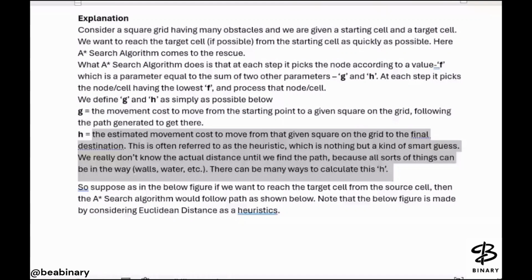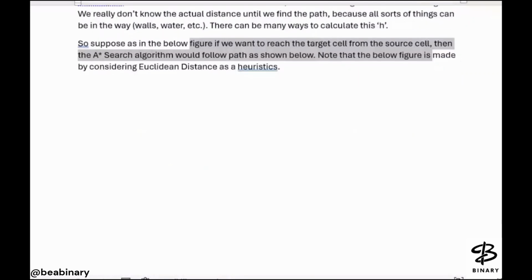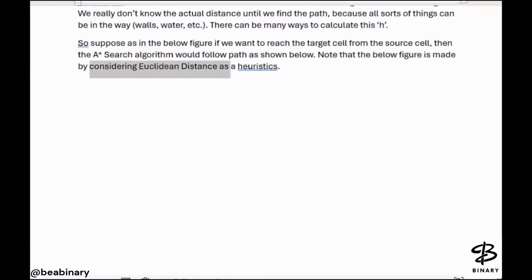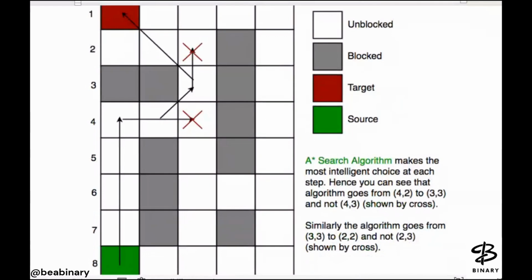Because all sorts of things can be in the way, the water, the wall, any obstacle can be there. There can be many ways to calculate h, the heuristic value. Suppose, as in the figure, we want to reach the target cell from the source cell, then the A* algorithm would follow a path. What path are we talking about here? By using the Euclidean distance as a heuristic. So first it will use the Euclidean distance as a heuristic here. So basically it will move from the red to the green.